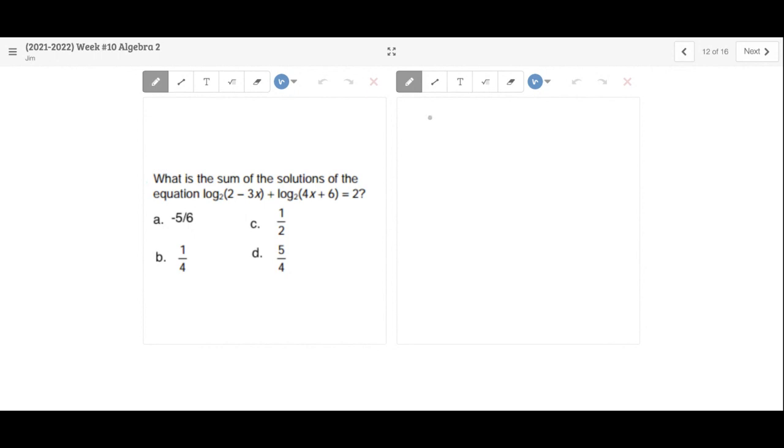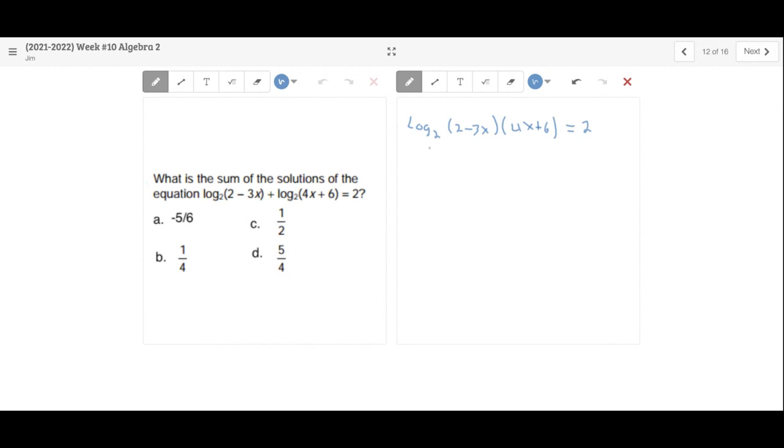So if I'm going to do this problem, first thing I'm going to do is rewrite it as a single logarithm. So I'm going to rewrite it as log base 2 of 2 minus 3x, oh boy, times 4x plus 6. See where my problem's going to be already? Oof.